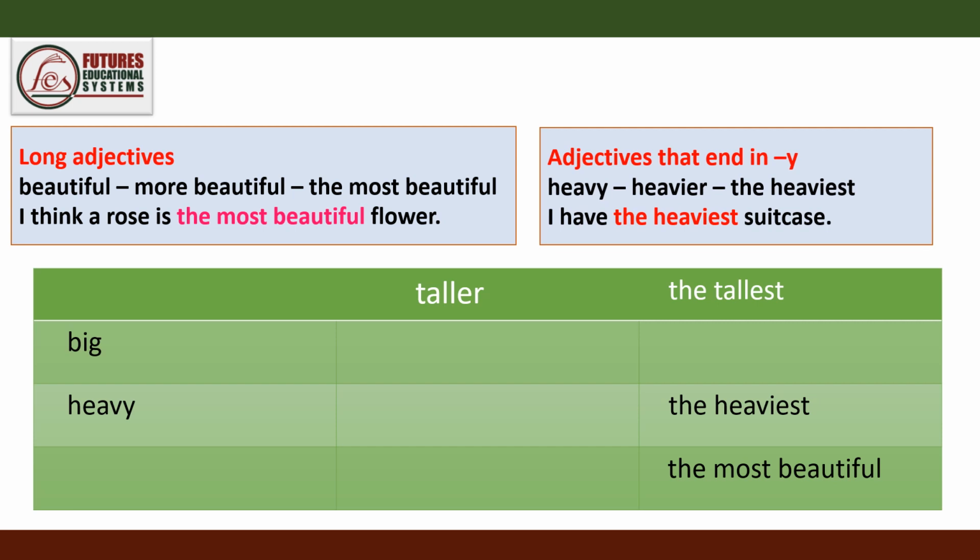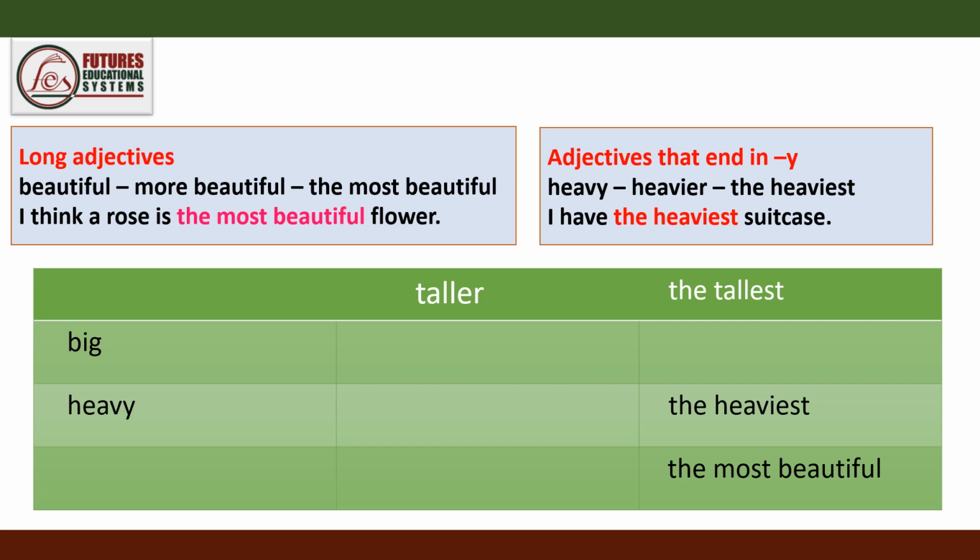And for adjectives that end in Y, we change the Y into I before adding the ER or the EST. So the adjective heavy ends in a Y. So what do we do? We add IER to form the comparative form and IEST to form the superlative form. I have the heaviest suitcase.